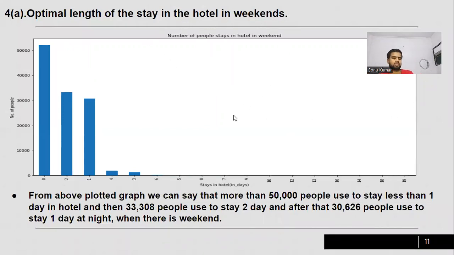In this graph, we can see the optimal length of stay in the hotel on weekends. We can say that more than 50,000 people used to stay less than one, meaning the graph shows zero. So about 50,000 people used to stay less than one. Then if we talk about those who stayed 2 days, the number of people is 33,338. And after that, 30,626 people used to stay one night when there is a weekend.